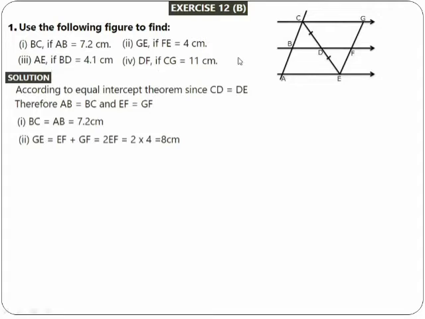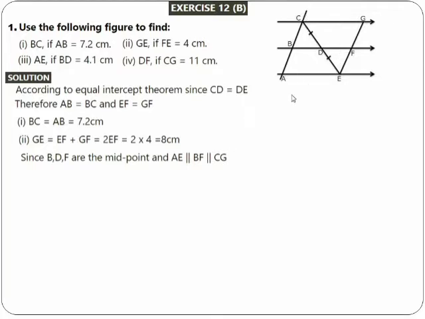So let's find what is AE. If BD is given, you need to find what is AE. Now if you observe this triangle, since B, D, F are midpoints, isn't it? So B is the midpoint of AC, D is the midpoint of CE, and F is the midpoint of GE. And also these are parallel, that is AE is parallel to BF and BF is parallel to CG.